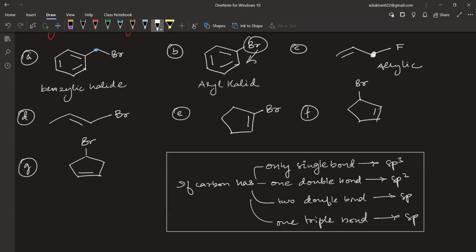Okay. What about this one? Tell me, this carbon is what, sp3 or sp2? This carbon here, which is connected to the halogen atom, is it sp3 or sp2? sp2. So now in sp2 you have only two cases. It can be either aryl or it can be vinyl. Tell me which case this will be. Aryl or vinyl? Vinylic. Very good. Categorize in the same way.